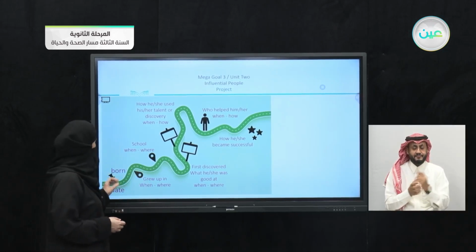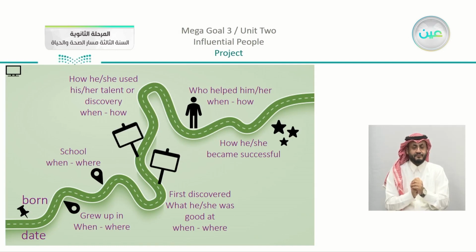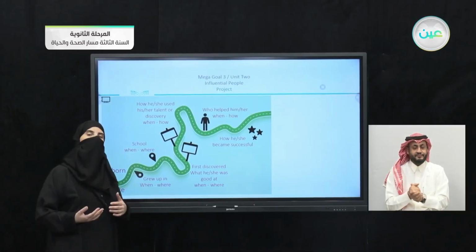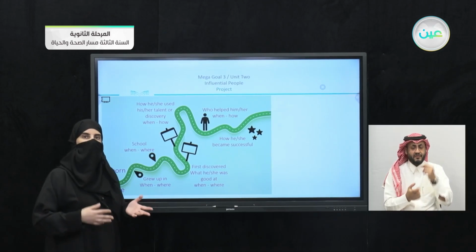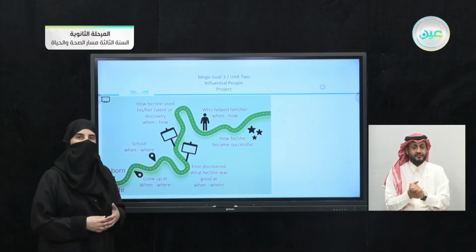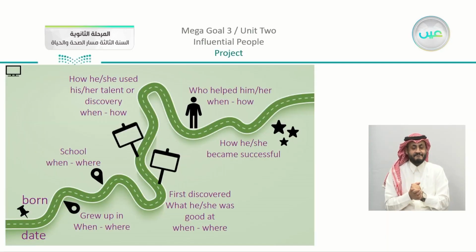Now starting from number 1, we're going to start with the date of birth, or when was this person born. Moving on, grew up in, when, where, it can be a place or a date. You're going to mention something like our personalities that we took in the first lesson when we talked about their youth. School, when and where. So where did this personality study?